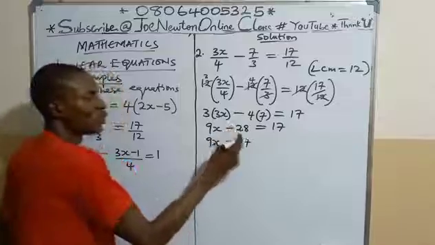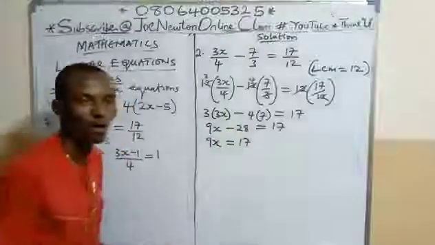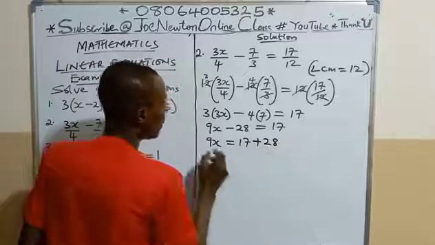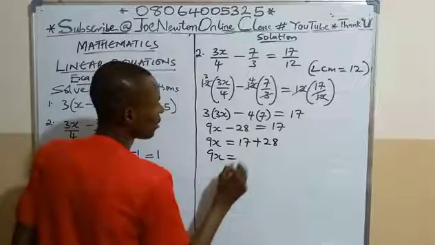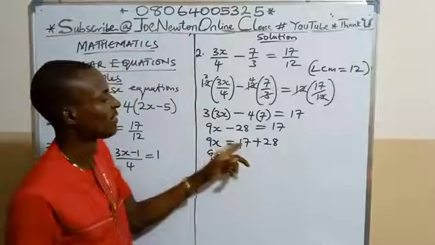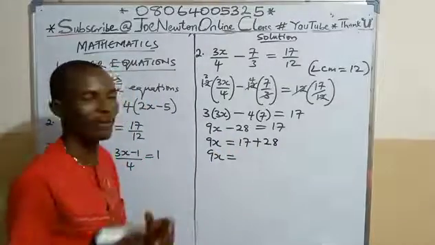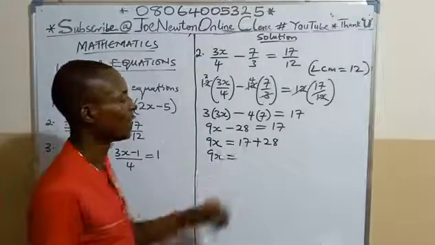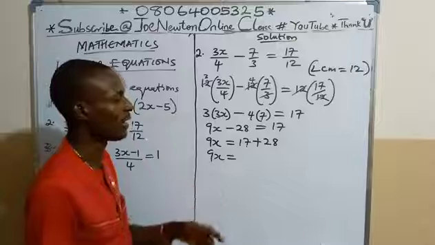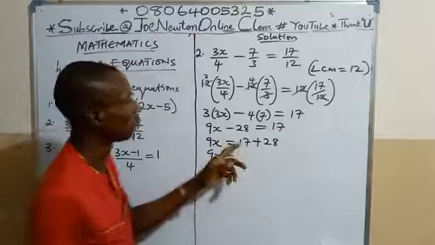This minus 28 goes over here. It becomes what? Plus 28. Now give us 9x equals 17 plus 28 here. Will give us 7 plus 8 is 15. Write 5, carry 1. Put 1 here. You have 7 plus 8 is 15. Write 5, carry 1. You have 1, put 1 here.